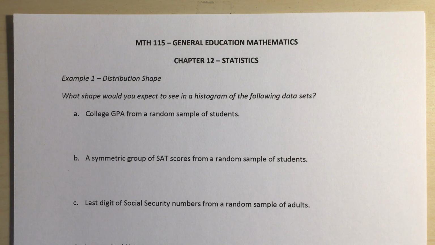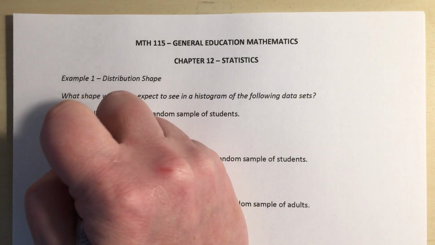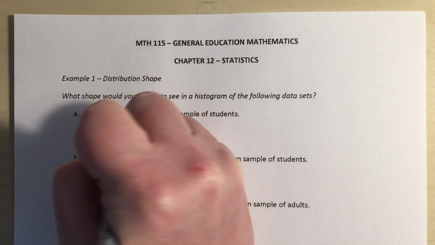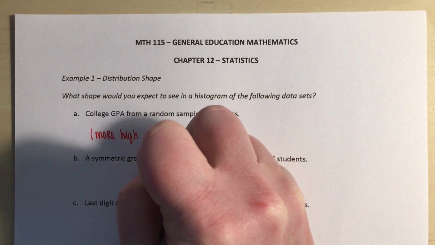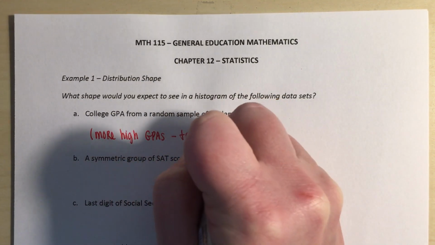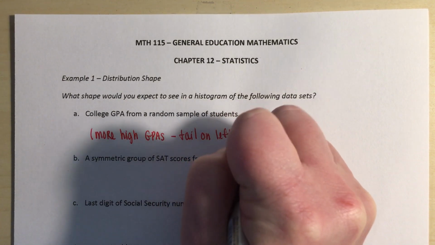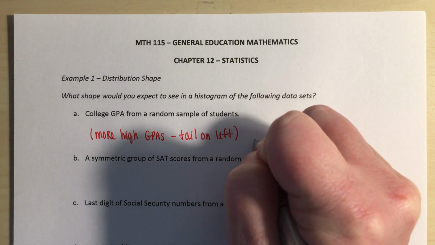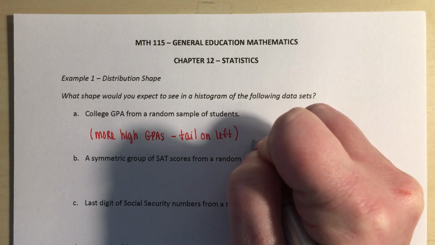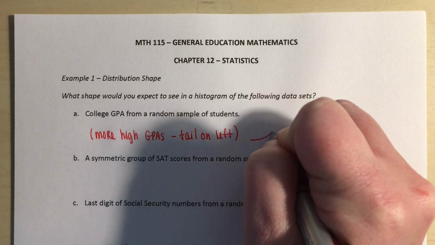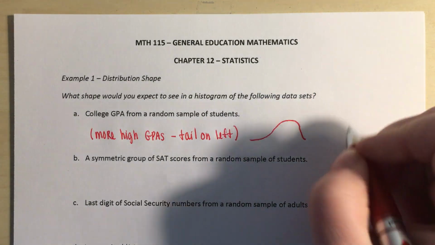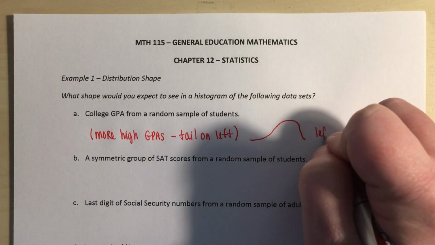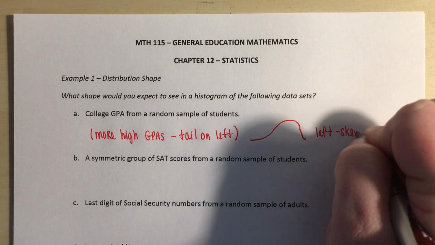So if we think about GPA, we would hope that in a college GPA we would tend to see more high GPAs. Right, this means that we would have a tail on the left. So if we think about the way our graph would look, the people that have low GPAs would be down here, and then we'd have more people that have high GPAs, right, and then maybe a smaller tail over there on the right. So since we have a tail on the left, this would be an example of a left skewed distribution.